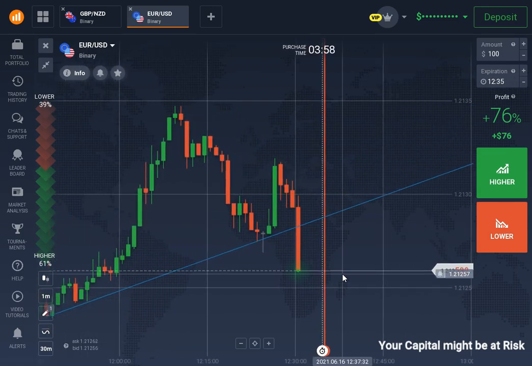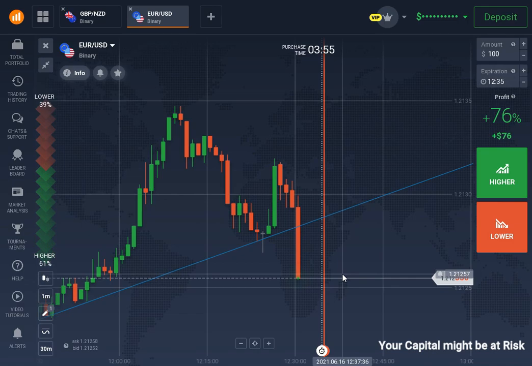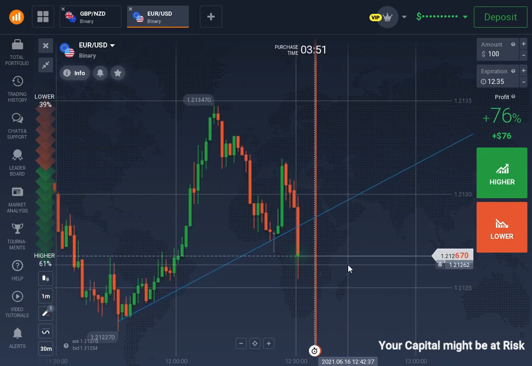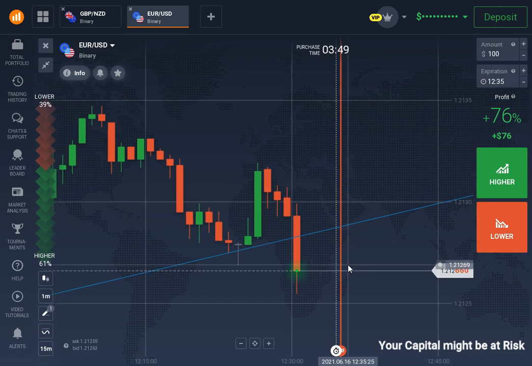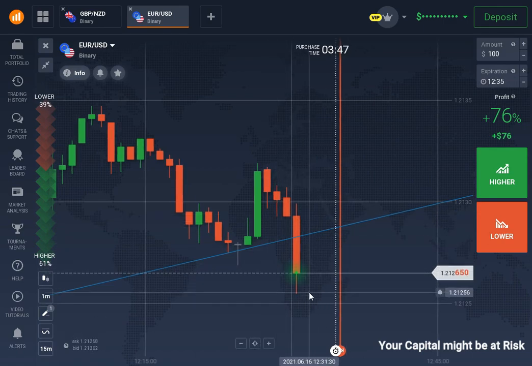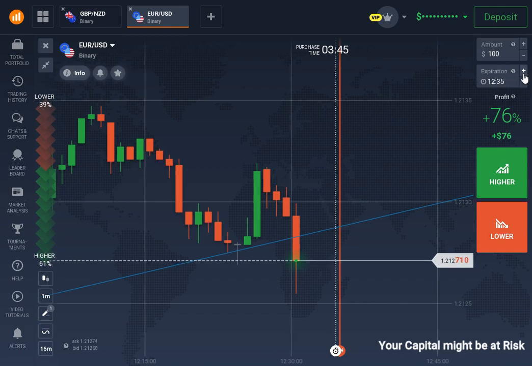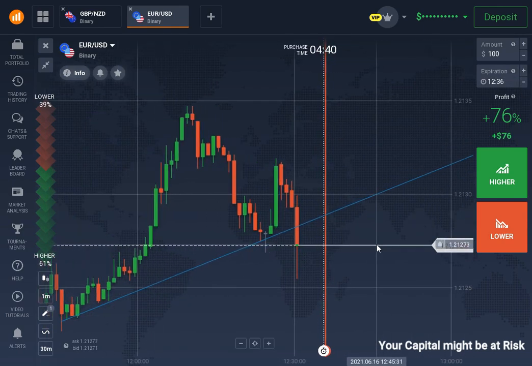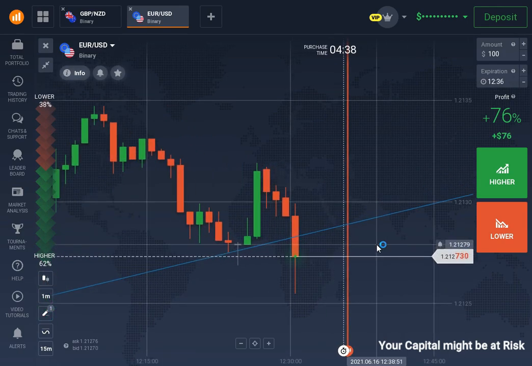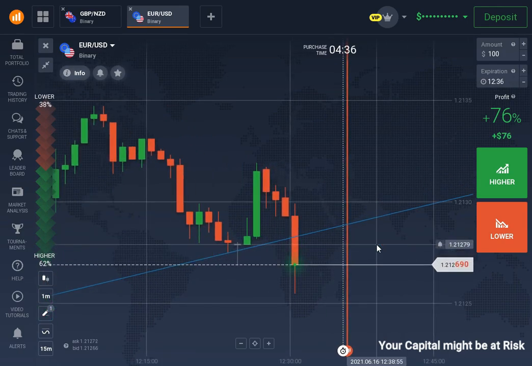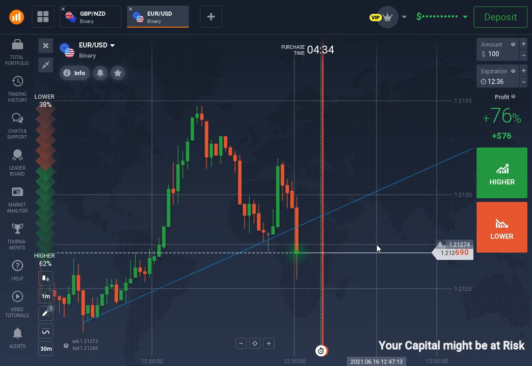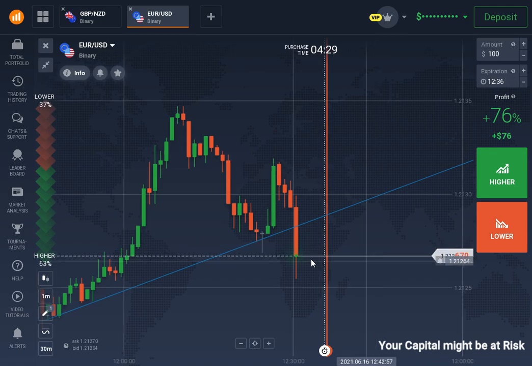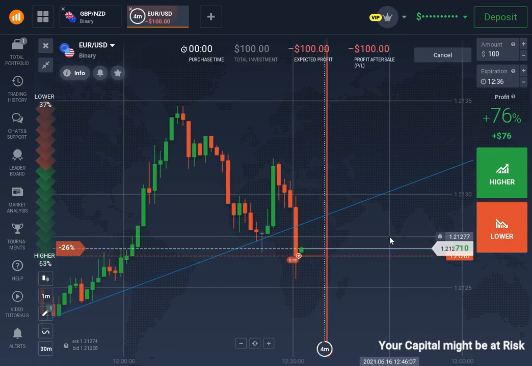What I need, I will wait for some retracement and then we will place our trade. As you can see, it's a good breakout. So let's wait for this candle to finish and then we are good to go. I'm just waiting for this candle to finish and then we will place our trade. It's a clear breakout, so I will place my trade.